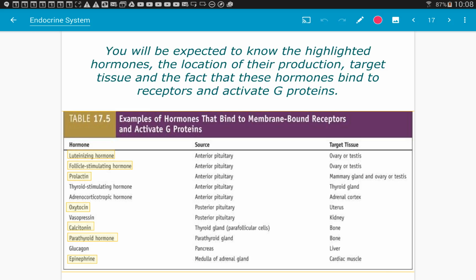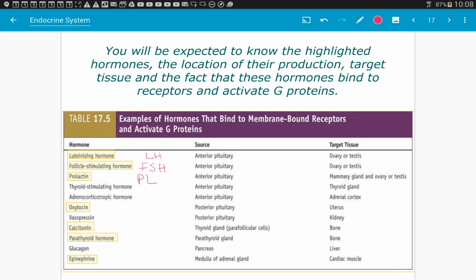Now, we haven't talked about G proteins yet. That's the next thing we're going to talk about, and we'll be talking a lot about G protein, so you might get sick of it. But, so when you look at this list, so luteinizing hormone, follicle stimulating hormone. So a lot of these do have abbreviations. So luteinizing hormone is LH. Follicle stimulating hormone is FSH. Prolactin is often found as PL.